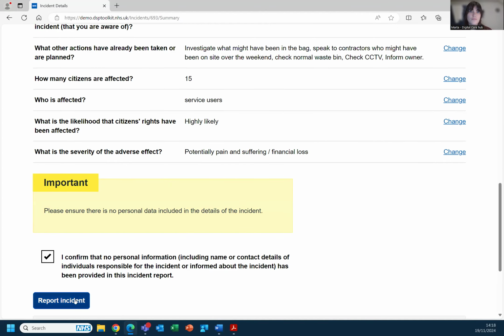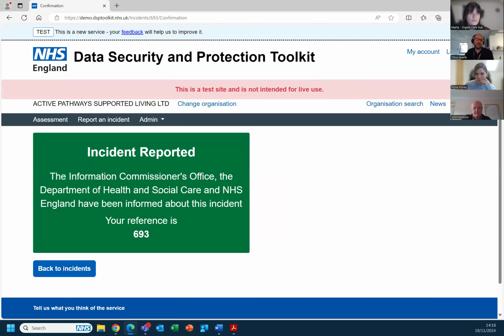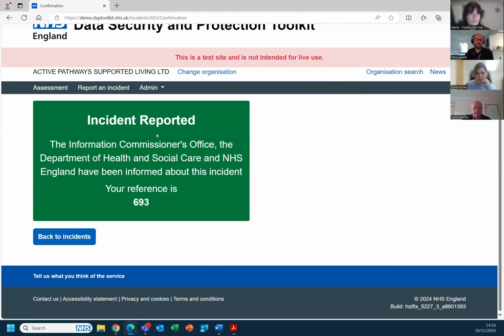So then we can report incident, and you can see that the incident's reported and gone to the ICO, Department of Health and Social Care, and NHS England, and you get a reference as well. That reference is just for in the Toolkit system. It won't be recognised by any of those organisations.